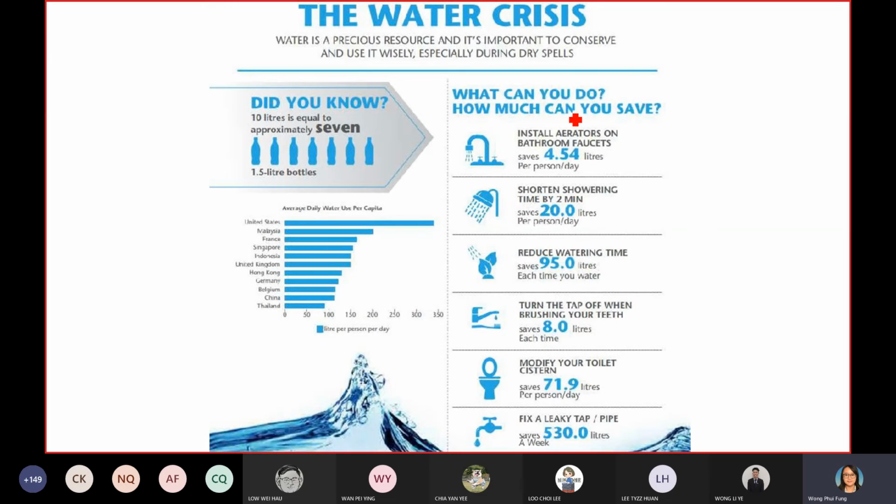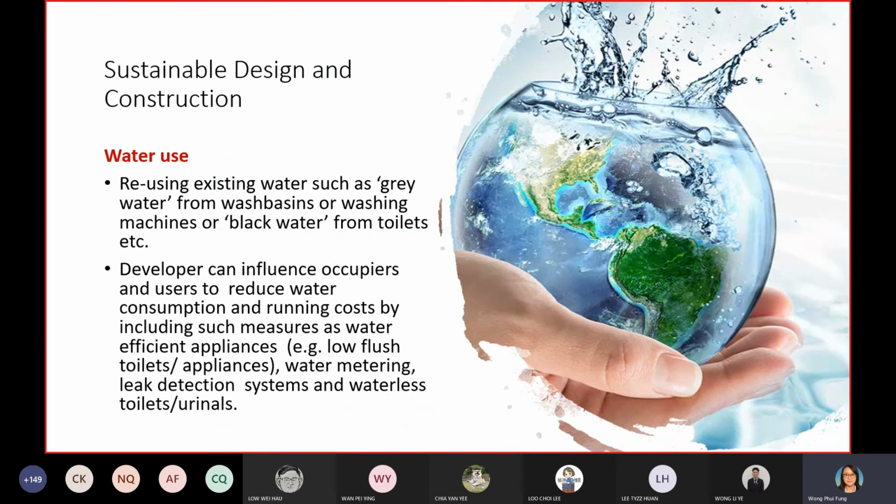How long do you shower? You can think about it. How much can you save if you shorten your showering time, if you don't use the water so frequently? So that is something you can actually do in your own way. Okay. So for a property development, they can actually reuse the existing water, such as the grey water from the wash basin or washing machine. Grey water is from the basin. Black water is from the toilet. So all these maybe can be reused.